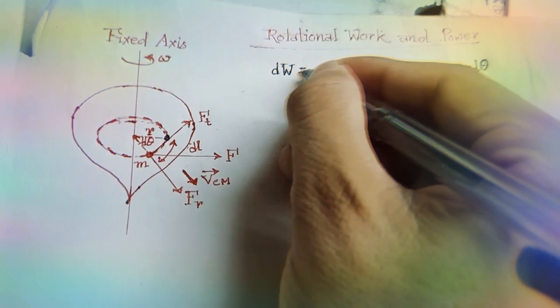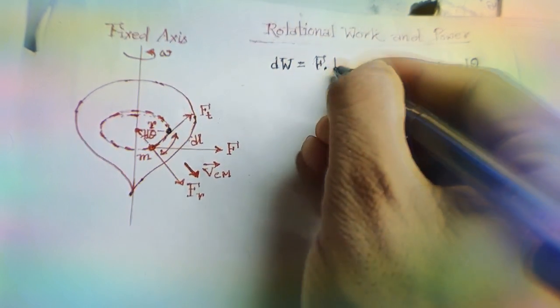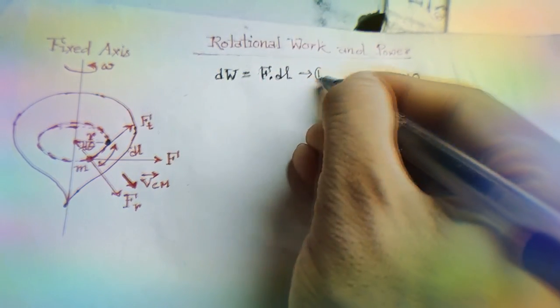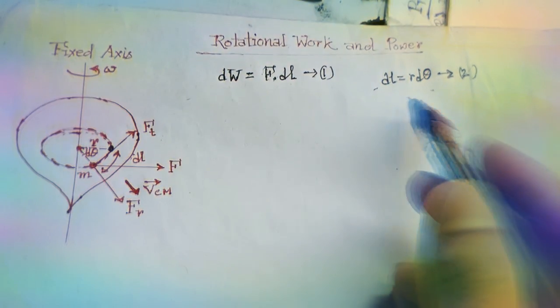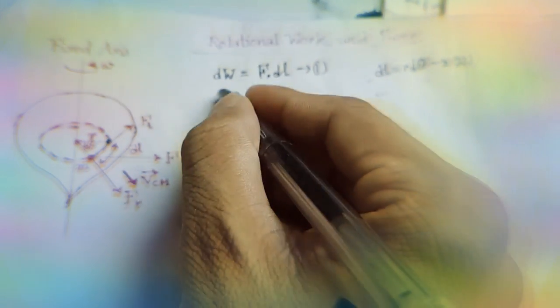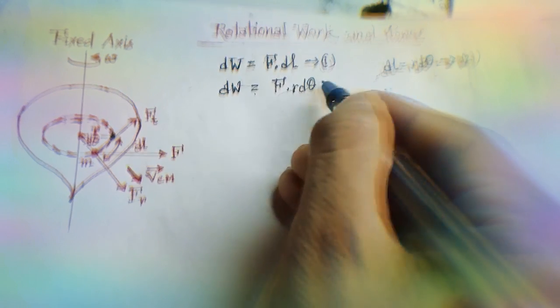covered. But from the definition of work we know this small work done due to this rotation will be dW equal to F dot dl. Now if we substitute the value of dl in our equation number 1, this is our equation number 1 and this is our equation number 2. So if we substitute the value of dl from equation number 2 into equation number 1, then our small work done dW will become F into r d theta.